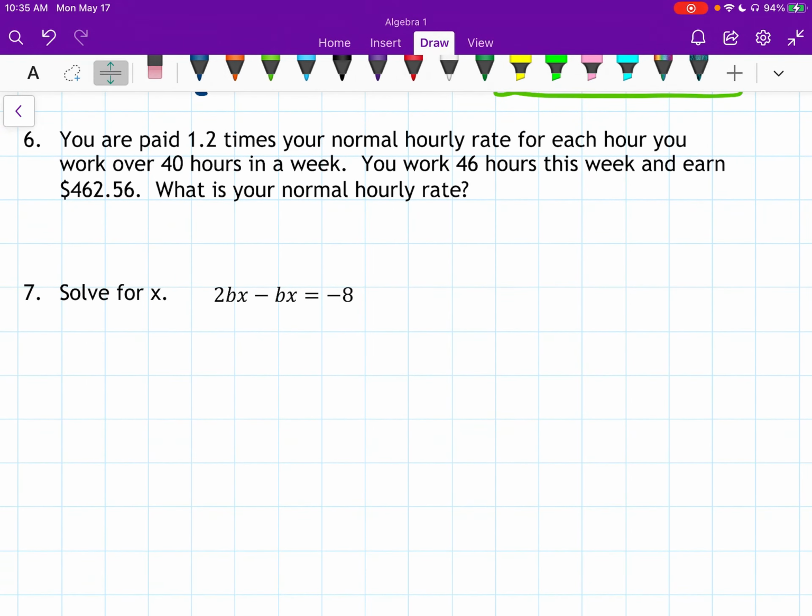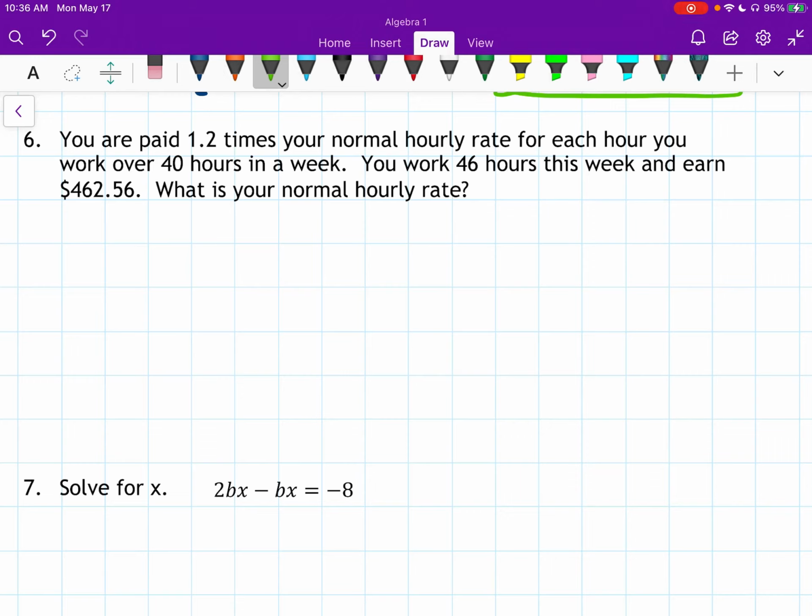Number 6. You are paid 1.2 times your normal hourly rate for each hour you work over 40 hours in a week. You work 46 hours this week and earn $462.56. And it wants to know, what is your normal hourly rate? Okay, so we'll call your normal rate, the rate. Your rate is x. We'll say your over 40 rate is 1.2x.